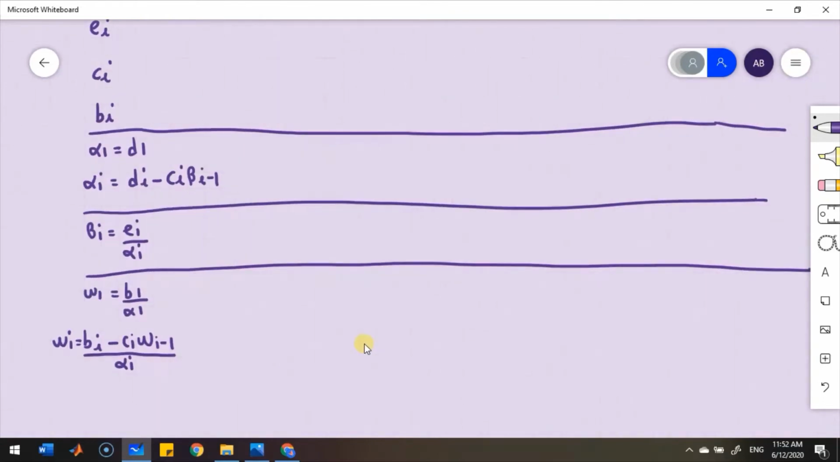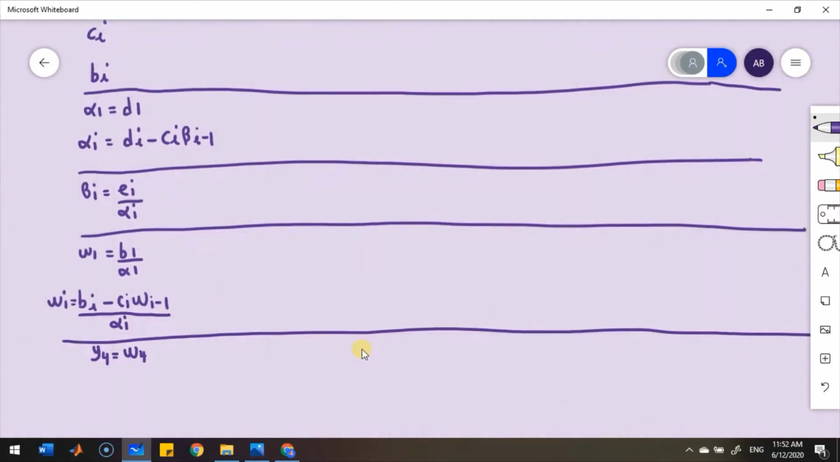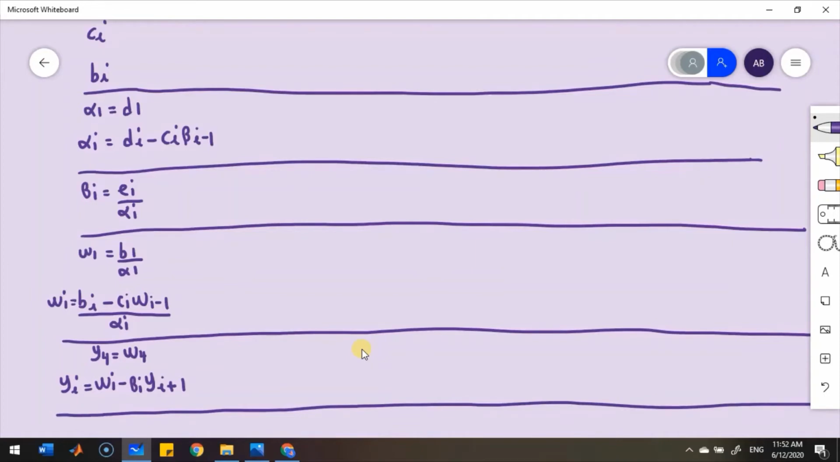And then we have, this is for W. Once you obtain W, you can get your Y value, where we start with Y4 equals to W4. And then YI equals to WI minus beta I YI plus 1. Okay, so the last row here is where you obtain all the Y values.